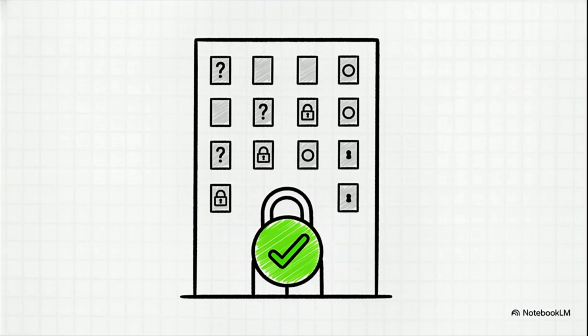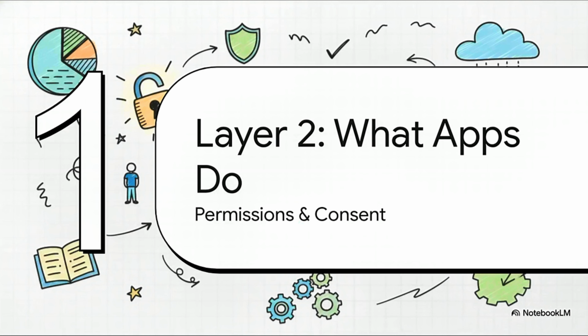Okay, great. So Adele is in the building, we've secured the front door. But now what? What can she actually do now that she's inside? Getting past that front gate is just step one. I mean, you don't give every single employee a master key to every room in the building, right? And that brings us to layer 2, permissions and consent.